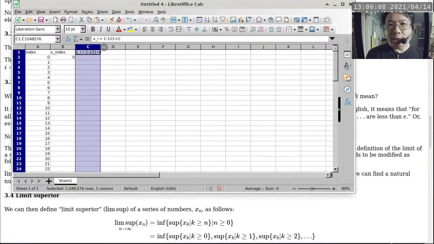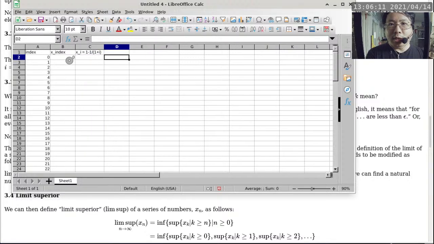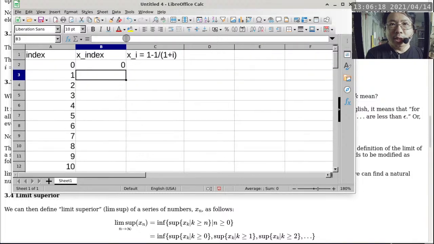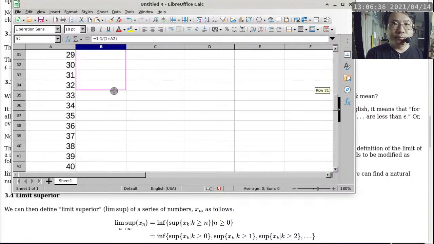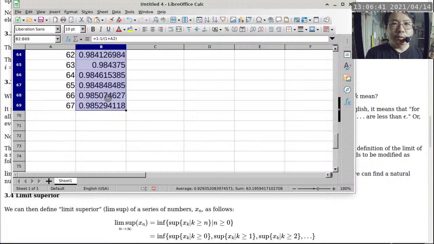Does everybody understand how each value is computed in column B? It's really just x of i. Let me magnify this a little bit so we can see better. This is the index, which is i, and this is the value of x of i. x of i is defined to be 1 minus 1 divided by 1 plus i. If I extend this equation all the way down, you can see how the values are getting closer and closer to 1.